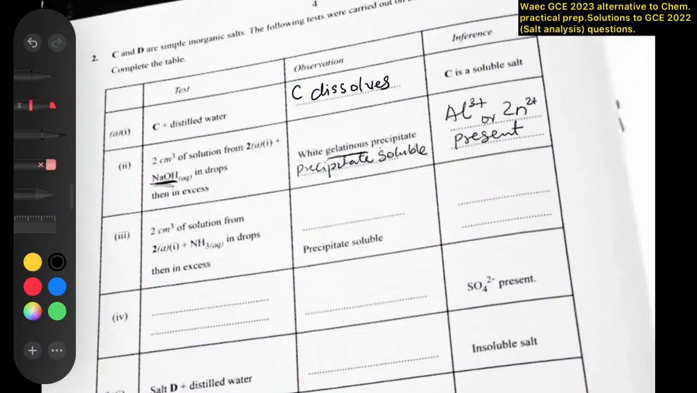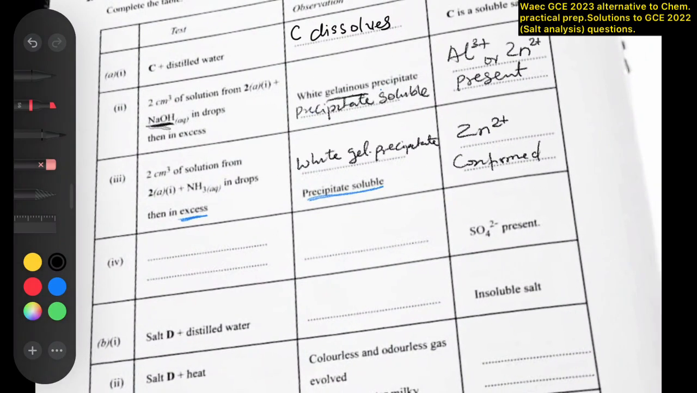Then we come to the second one. Second portion of solution from 2 AII plus aqueous ammonia in drops, then in excess. What happens? They say precipitate dissolves. You get the same result. You just write white gelatinous precipitate, or white gelatinous PPT. What is your inference? This time around, they have already told you that it is soluble over here. So the only ion that forms a white gelatinous precipitate, which is soluble in excess of the same reagent, meaning excess aqueous ammonia, is nothing but zinc. So here you have to write Zn2+ confirmed.